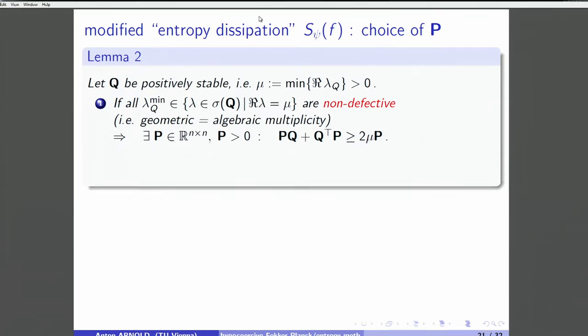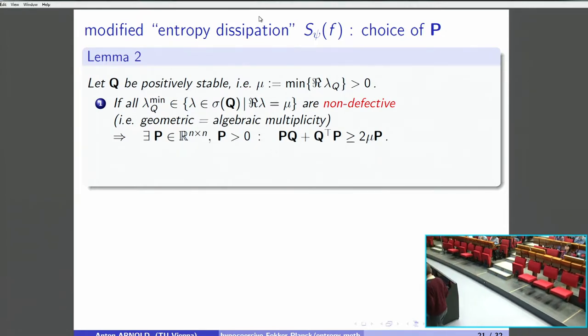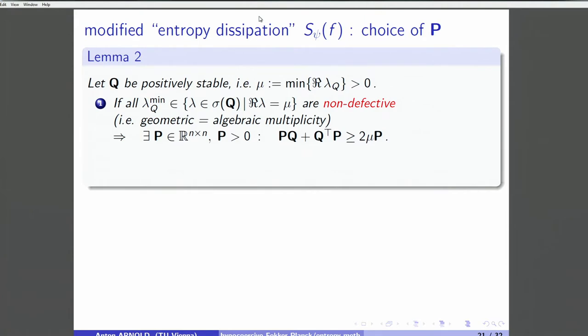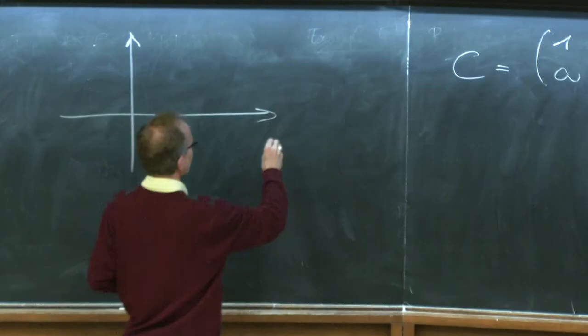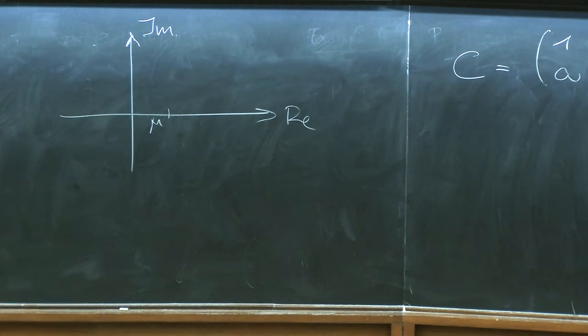And the answer will be given by this small algebraic lemma, which appears at first glance a bit disconnected from the discussion so far. So think of a matrix Q that is positively stable. This means all eigenvalues have a positive real part. And assume that all eigenvalues that give rise to this minimum are non-defective. Non-defective means their geometric multiplicity is equal to the algebraic multiplicity. So let me give you here an idea of the spectrum of such a matrix. Here I have the real and the imaginary axis. Here I have my critical vertical line with this parameter mu.